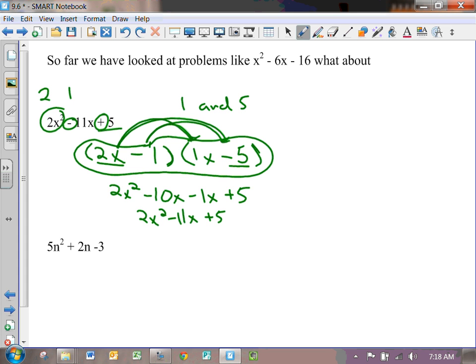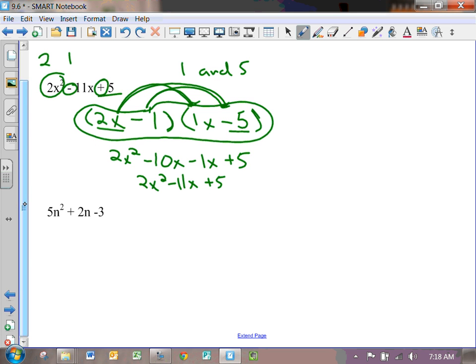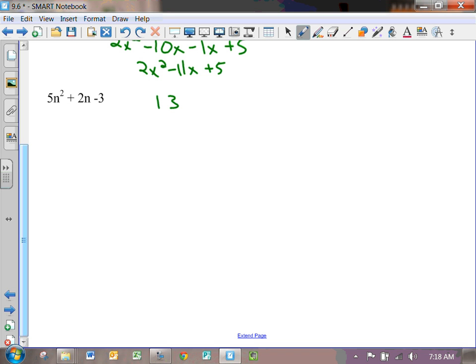Look at the next one. All right, so 5n squared plus 2n minus 3. Again, the negative 3, so that means we've got a 1 and a 3 for our factors of that.